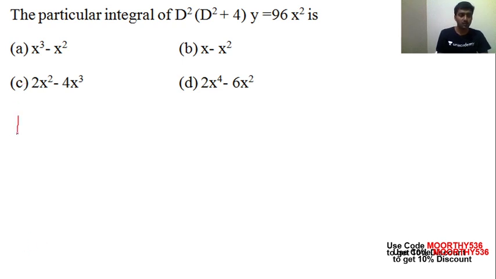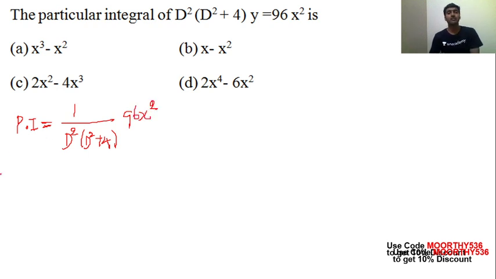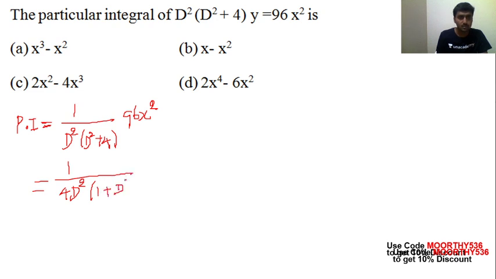So coming to the explanation, the particular integral PI is equal to 1 divided by D square into D square plus 4, into 96x square. We have to convert the denominator f of D in terms of 1 plus x. So we take the 4 outside: 1 divided by 4D square into 1 plus D square divided by 4, into 96x square.